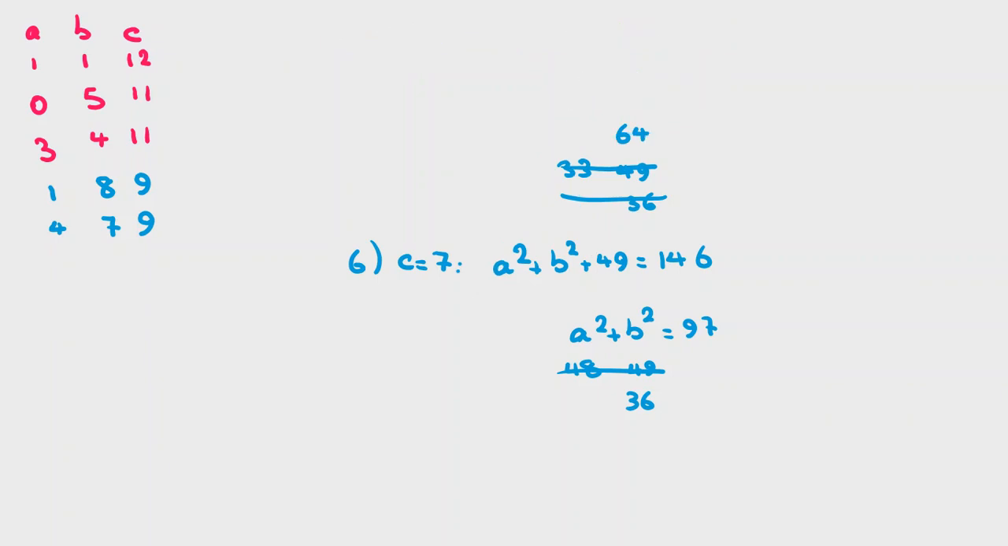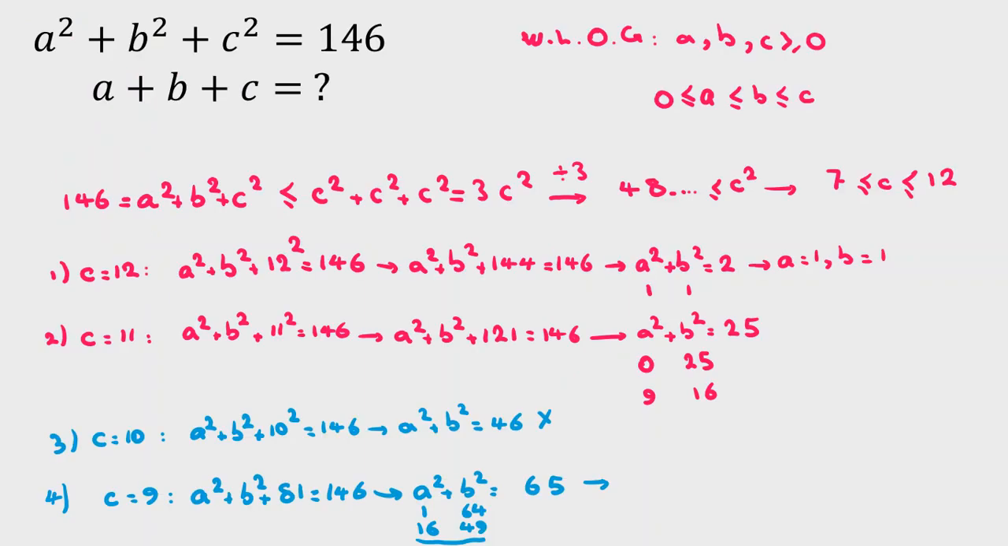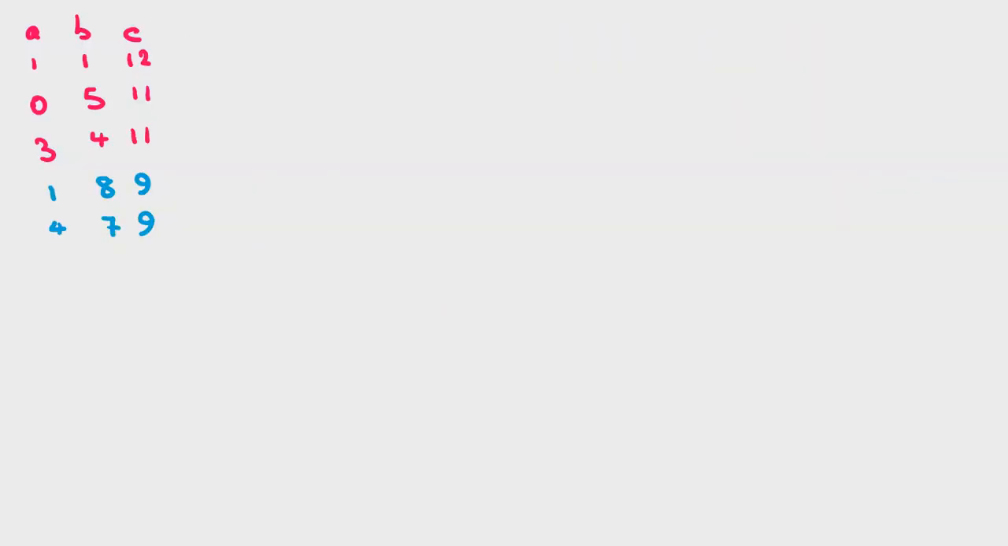But the problem says what? The problem says find A plus B plus C, and should also consider negative signs of these numbers. Okay. Let's calculate A plus B plus C. For first case, I consider 1 plus 1 plus 12, which is 14.